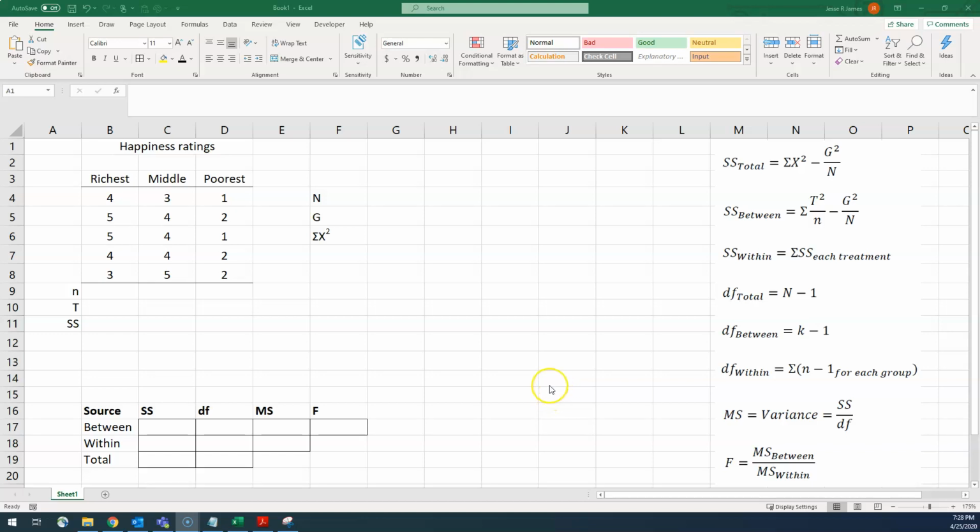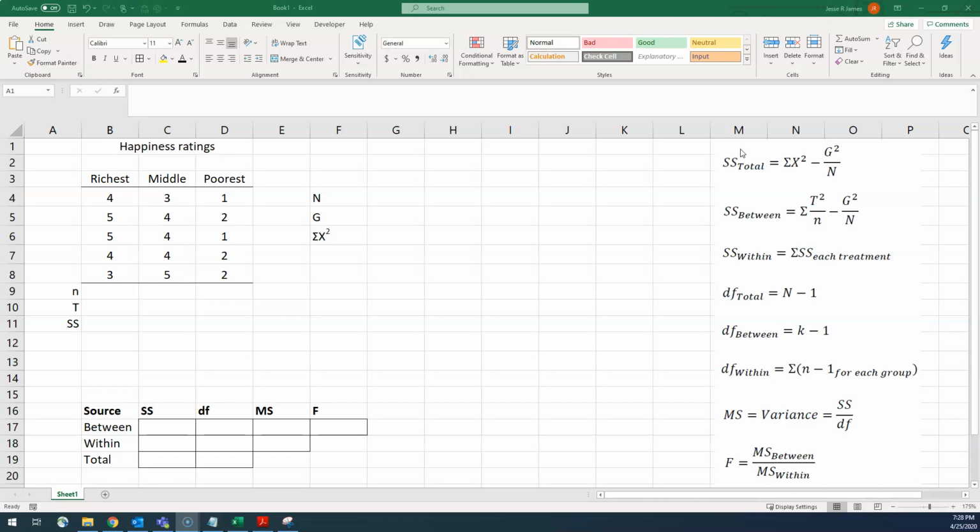As I've done now with several other modules, I'd like to show you how to compute the practice problem that appeared at the end of the module using Excel as an advanced calculator. So in order to do that, I've pasted here all of the formulas that we'll need from our formula sheet in order to compute the ANOVA.